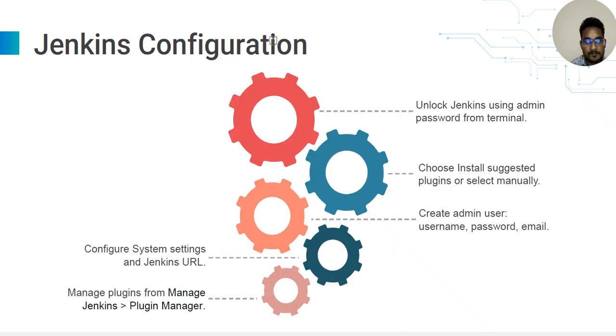Jenkins configuration. Unlock Jenkins using the admin password from the terminal. Choose install suggested plugins or select manually. Next, create an admin user with username, password, and email. Next, configure system settings and the Jenkins URL.